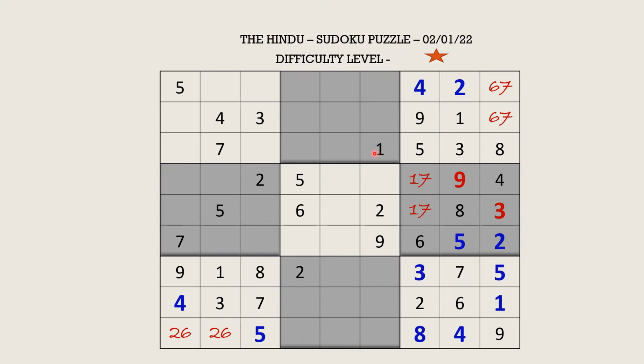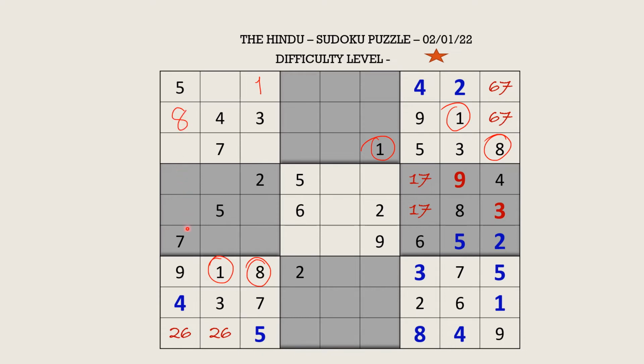There is a 1 here and here. So these two ones block these two cells. So 1 has to be in one of these cells. There is a 1 blocking from here. So this cell takes 1. There is 8 here which blocks this cell, and there is 8 from here which blocks this cell. So this cell takes 8.